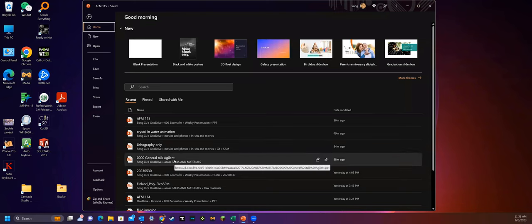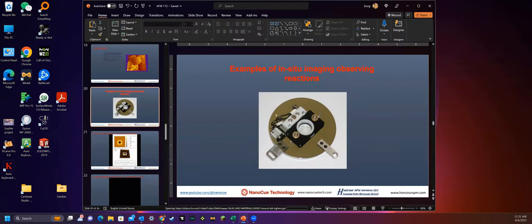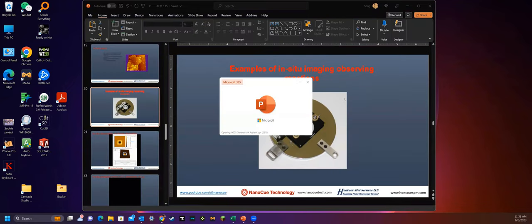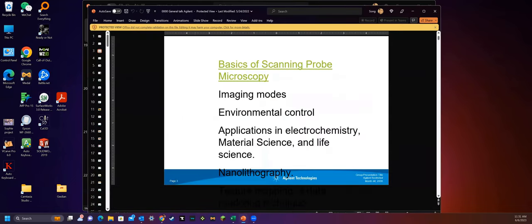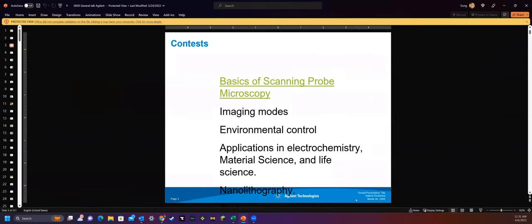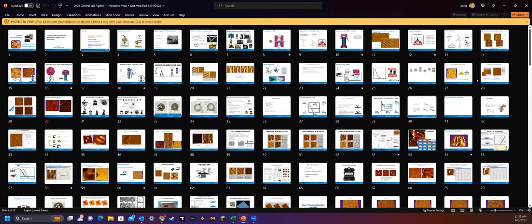Yes, some of the older talks have interesting results. It takes a couple of seconds to open some old files. These still have Agilent's marking on it.